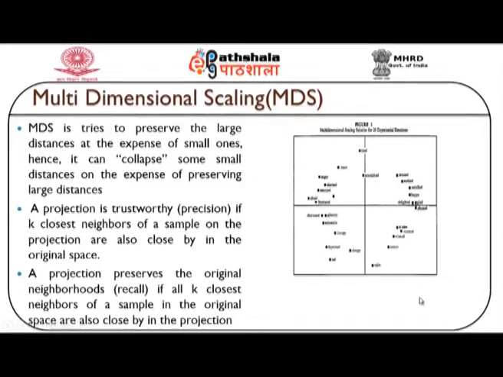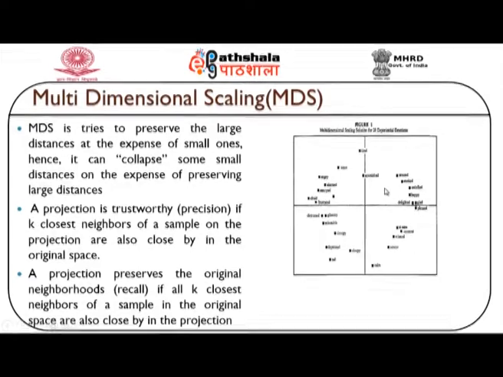So, here is an example of the MDS. MDS tries to preserve the large distances at the expense of smaller ones. Hence, it can collapse some small distances at the expense of preserving the larger distances. A projection is trustworthy or precise if the k closest neighbors of a sample on the projection are also close by in the original space as such.